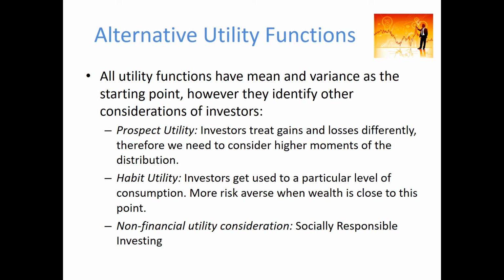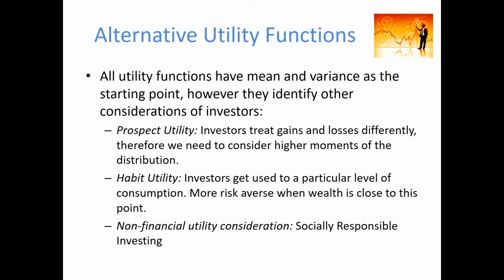The main idea of prospect utility is that investors treat gains and losses differently. Under the mean variance utility, we assume that investors symmetrically treat the upside potential and downside risk. However, under the prospect utility, we assume that investors treat gains and losses differently. That means the danger of downside risk and the opportunity for upside potential are separate elements. This is intuitive and has important implications for portfolio investment.